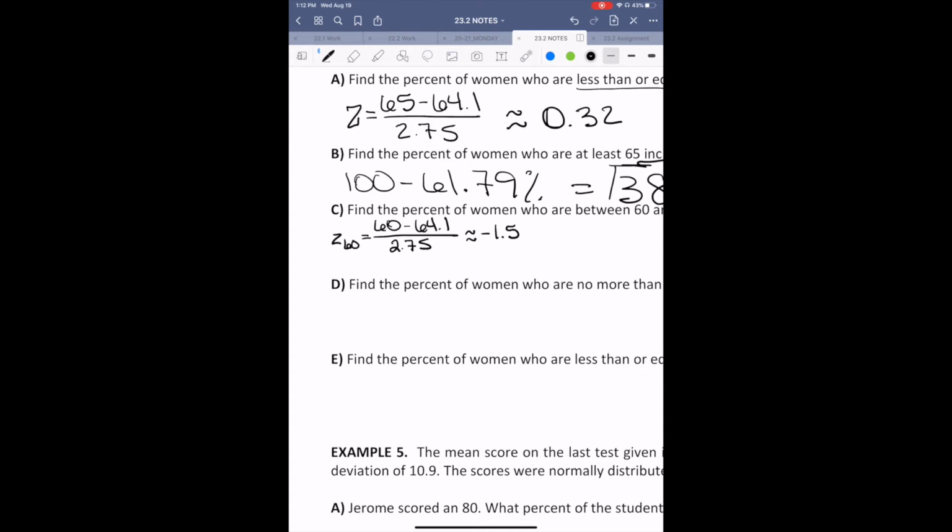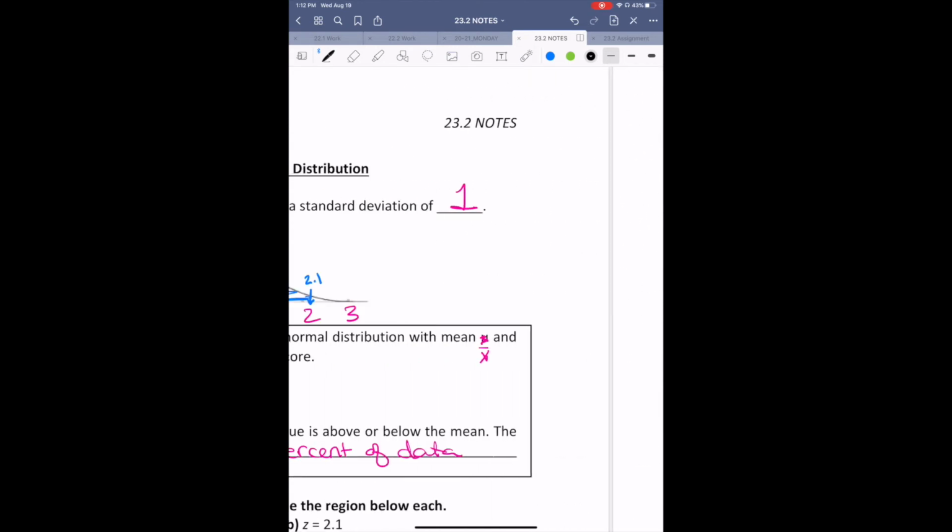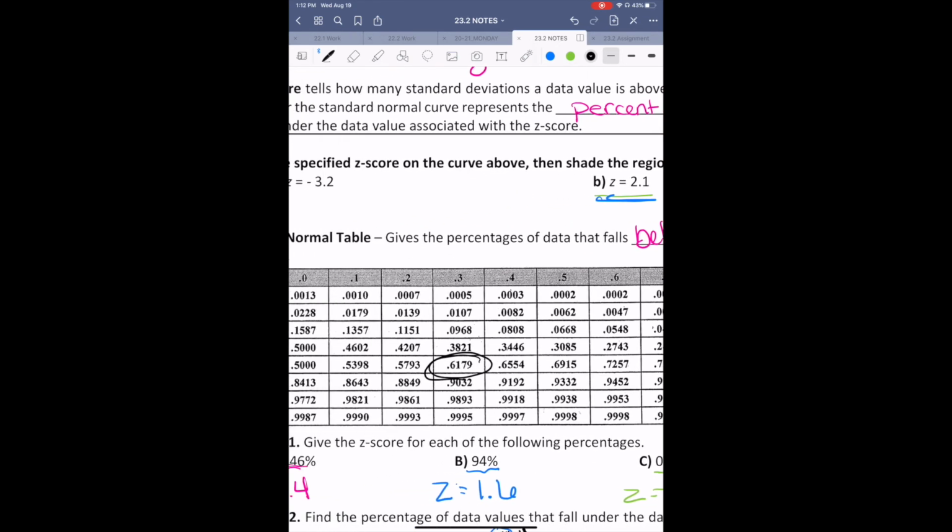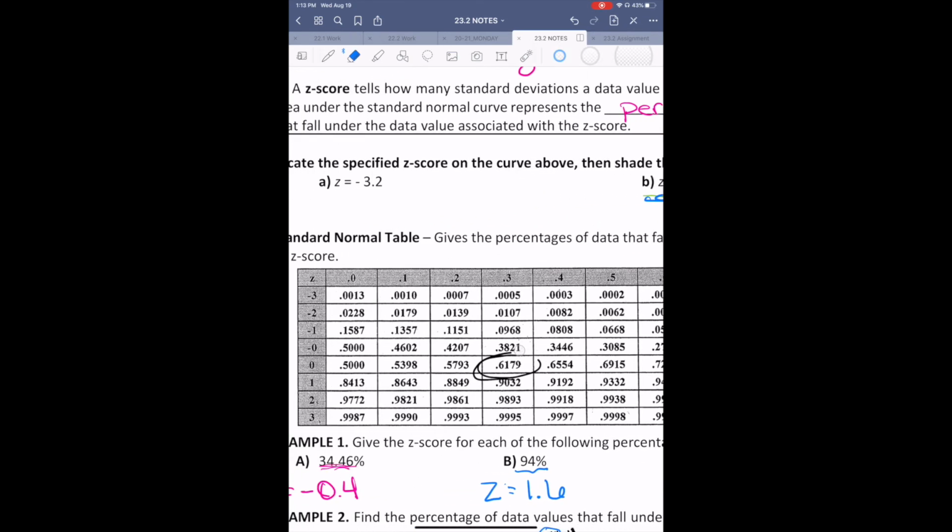Okay. Now that I'm working with this one, I'm going to flip back over to my table. Go to negative 1.5.